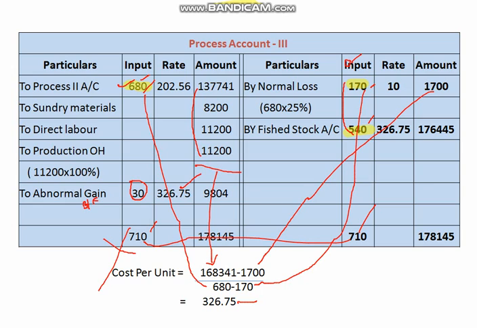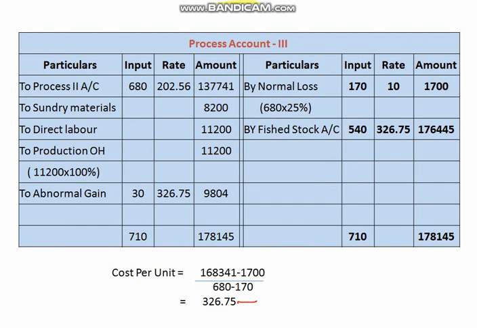You write this 326.25 here for abnormal loss also. Where you have to write these figures? You write the figures first here in this area, and after that you write the same 326.25 here. Multiply these two, you will get this figure and total, and write the same total here, and make the adjustment of 1 rupee or 2 rupee here. Any side you can adjust the 1 rupee, 2 rupee, here or here.